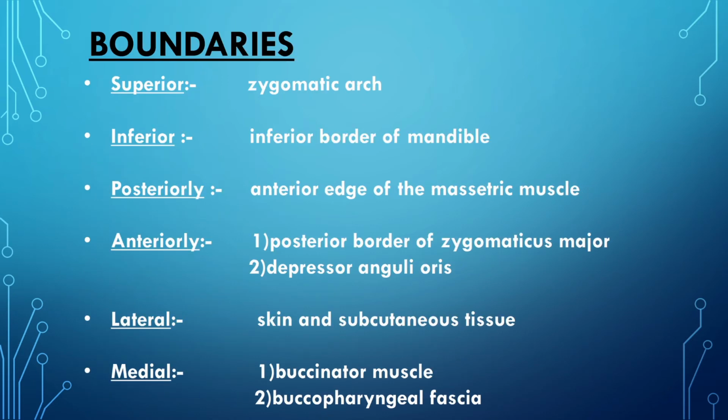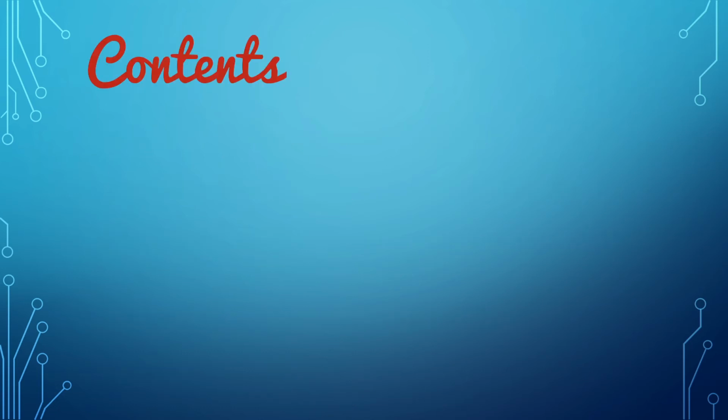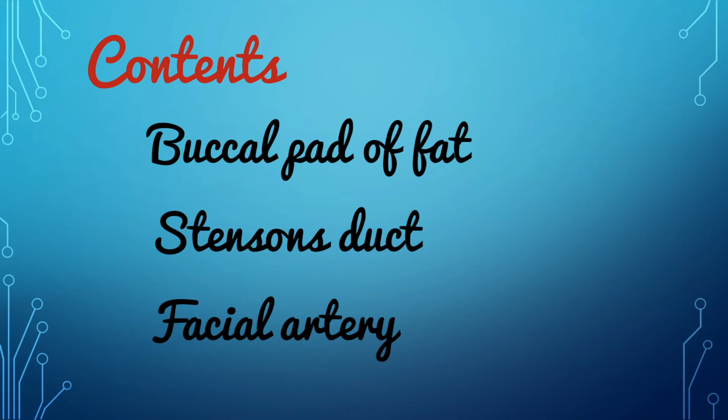The boundaries of the buccal space include superior, inferior, posterior, anterior, lateral and medial. Superiorly, the buccal space is bounded by the zygomatic arch, inferiorly by the inferior border of the mandible. Posteriorly, it is bounded by the anterior edge of the masseter muscle, and anteriorly by the posterior border of the zygomaticus major and depressor anguli oris. Laterally, it is bounded by the skin and subcutaneous tissue, and medially by the buccinator muscle and buccopharyngeal fascia. The contents of the buccal space include the buccal pad of fat, Stenson's duct, and facial artery.